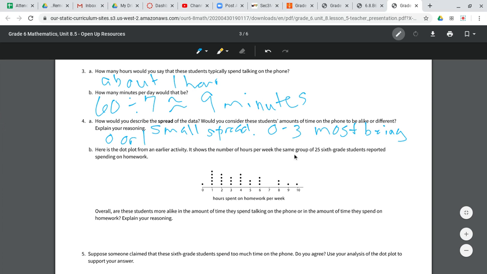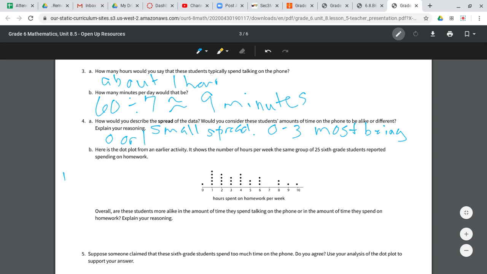For B, here's the dot plot from an earlier activity. It shows the number of hours per week the same group of 6th grade students reported spending on homework. Overall, are these students more alike in the amount of time they spend talking on the phone or in the amount of time they spend on homework? Looking at this dot plot, what does its spread look like? Is it pretty spread out? Yeah, it's very spread out. We have some students who report spending 0 hours and some students who report spending 10 hours.